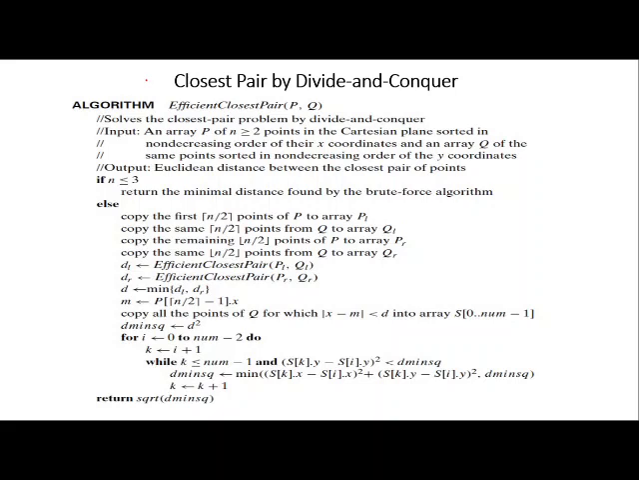Once we understand the concept of the closest pair problem and the solution using brute force, we have another solution that is more efficient in terms of time. From n squared it becomes n log n. The solution is called closest pair by divide and conquer. Look at this algorithm or the pseudocode here. We have this call, efficient closest pair, where we pass P, which is points, and Q, also points. What is P, what is Q?